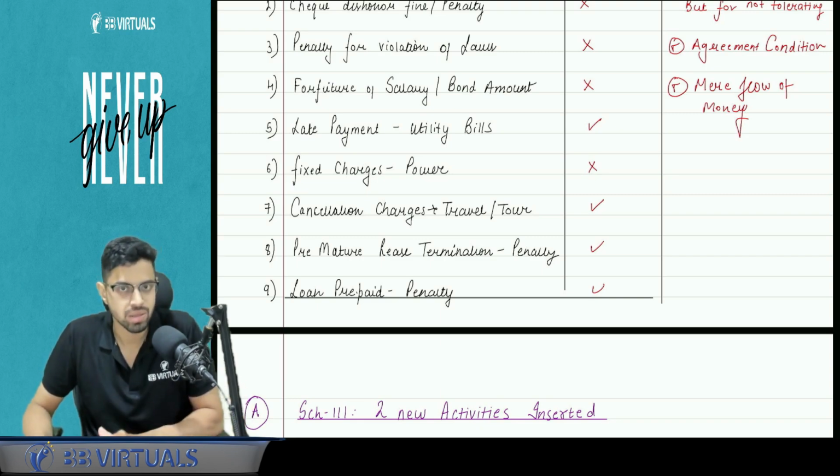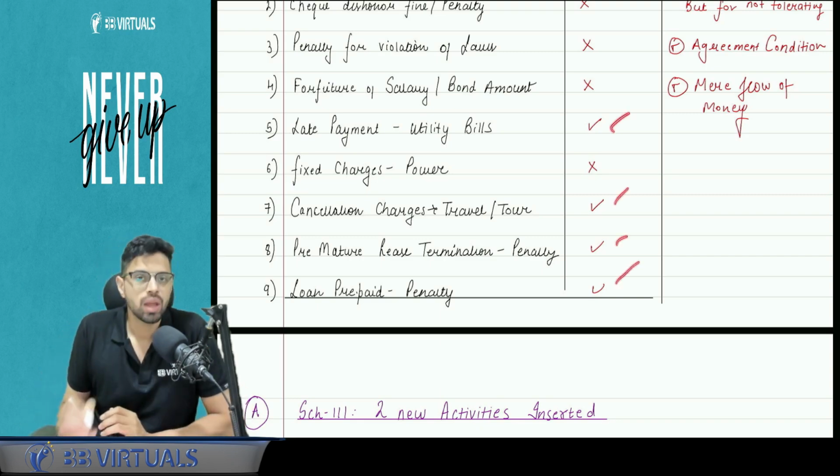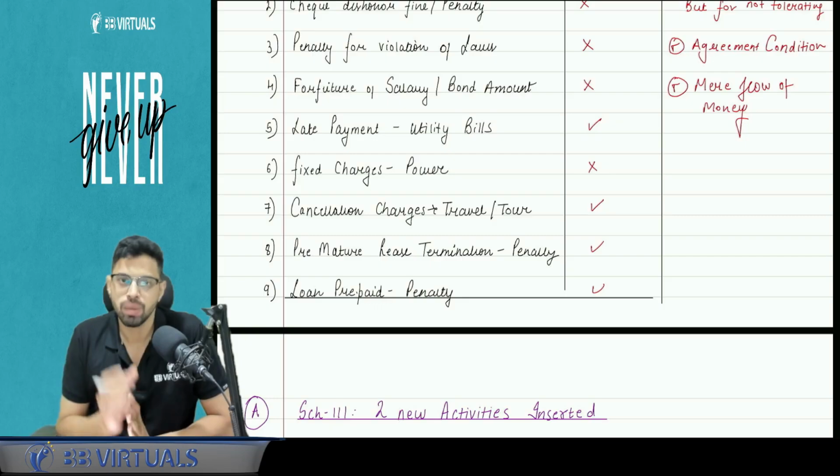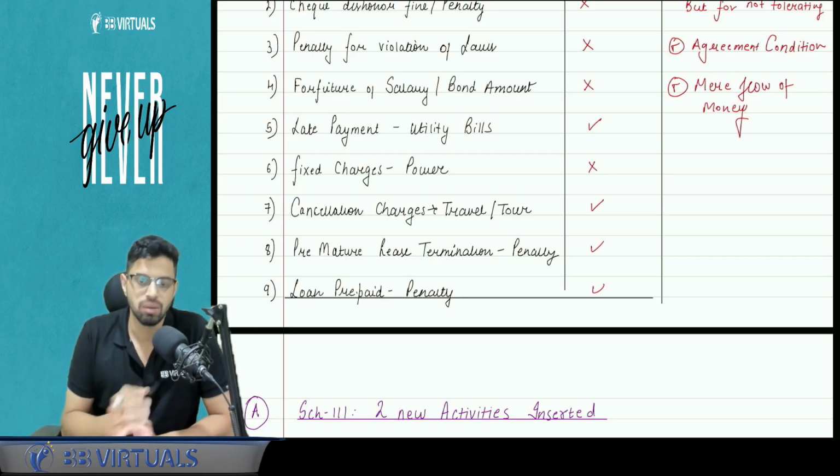I say I won't go beyond this. Okay, so these 1, 2, 3, 4 you need to learn. Obviously we have discussed the logic, but you need to learn at the end of the day whether the GST will be applicable or not.